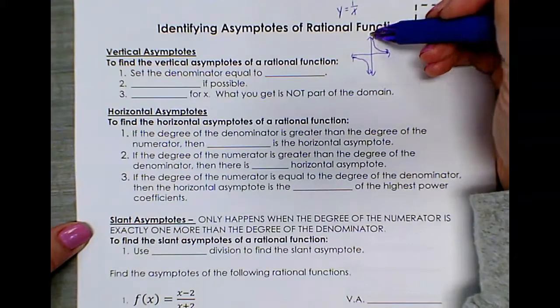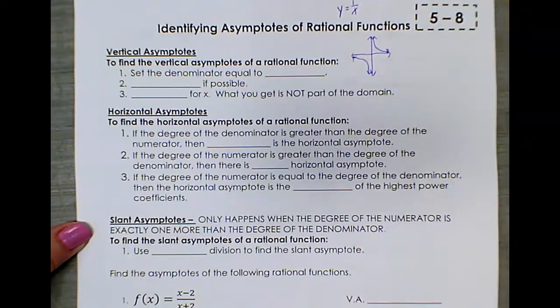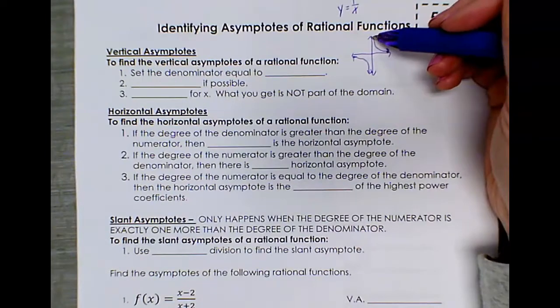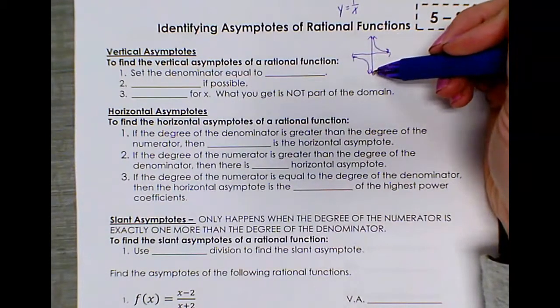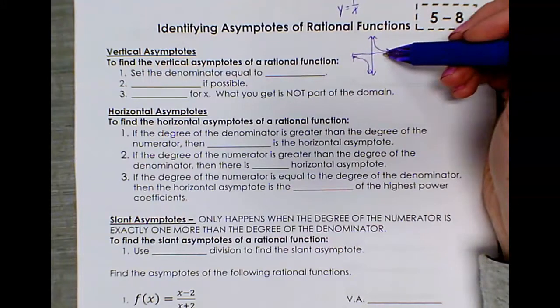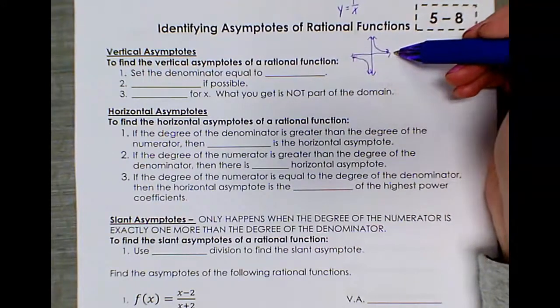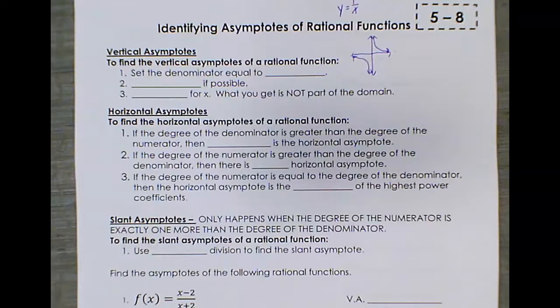So the vertical asymptote is right here along this vertical line x equals 0. We also have a horizontal asymptote right here along the horizontal line y equals 0. So we have a horizontal asymptote and a vertical asymptote. And we're going to talk about how to find those.